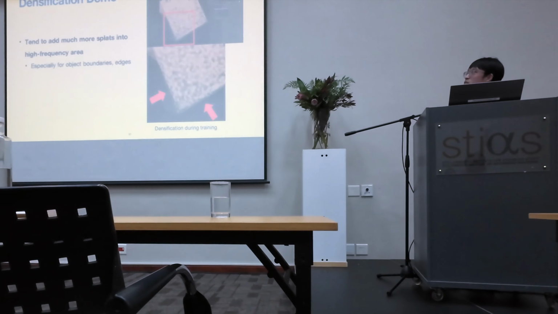Because of this densification step, the trainer tends to add many more splats into the high frequency areas, especially the object boundaries or edges. This video shows a recording I made while training 3DGS to model a cube. Let's look at the boundary of the cube. We can see that densification happens frequently, in order to generate more splats to depict the sharp features from the boundary.